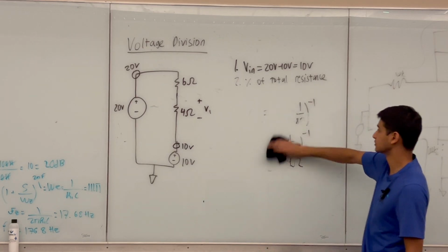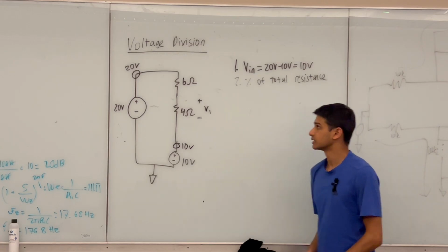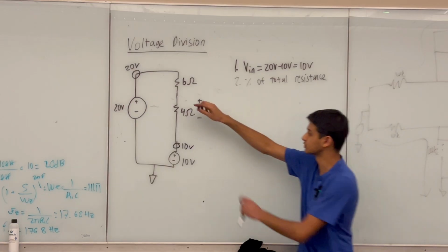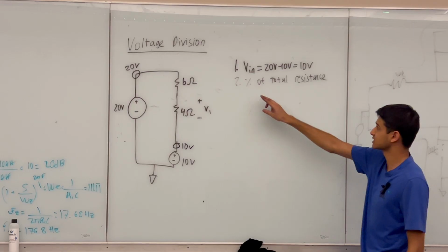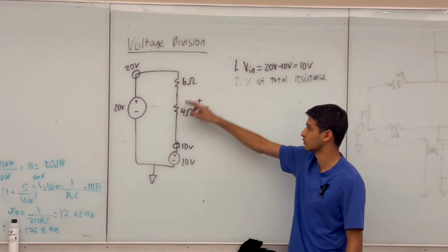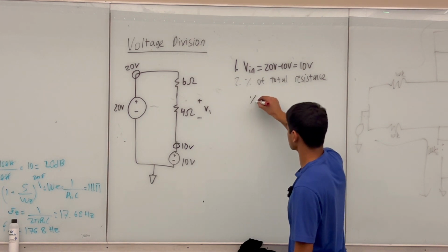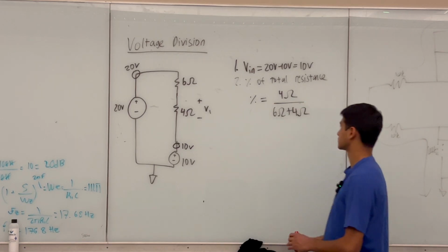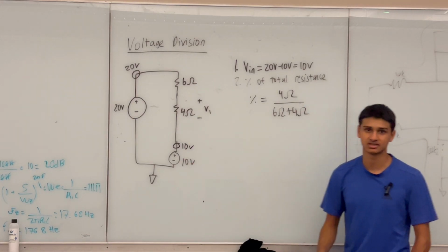So V1 is still just the voltage across that resistor. The next thing I'm going to do is keep going through my process. I already found the voltage applied across the resistor chain, which is 20 minus 10, so it's 10 volts. The next thing I'm going to do is find the percentage of the total resistance that my resistor takes up. That percentage is just 4 ohms divided by 6 ohms plus 4 ohms. This is the percentage that my resistor takes up out of the total resistance in the chain.